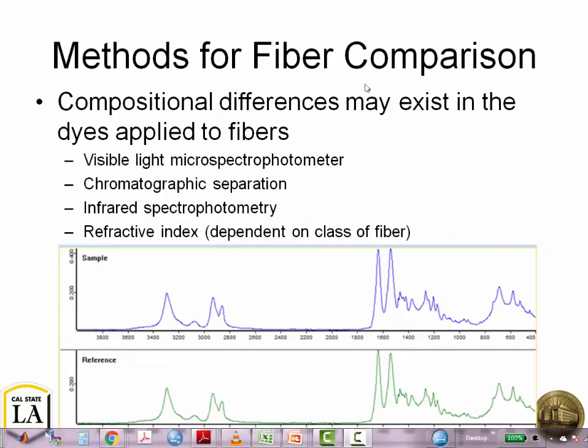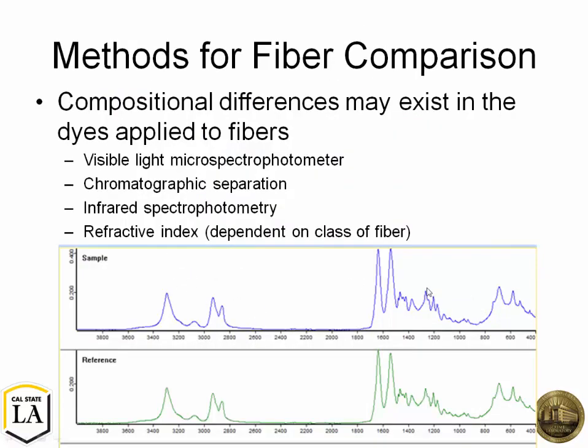For methods of fiber comparison, compositional differences may exist, so we can use visible light microspectrophotometers, chromatography, though not that much. Infrared spectrophotometry can be really important, and we'll talk later about refractive index as well. These are examples below of the FTIR analysis. That can actually be really useful.